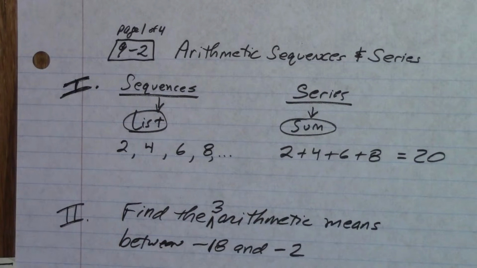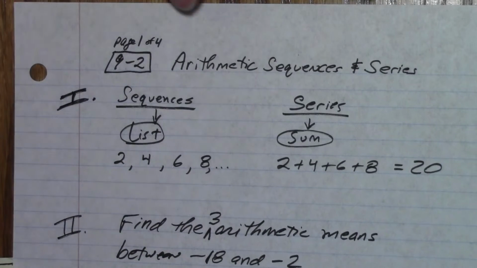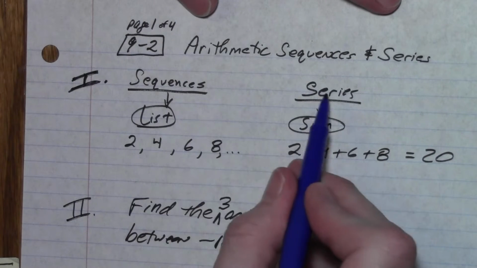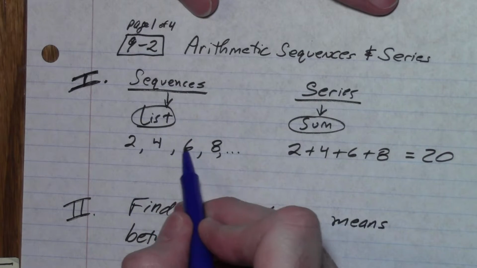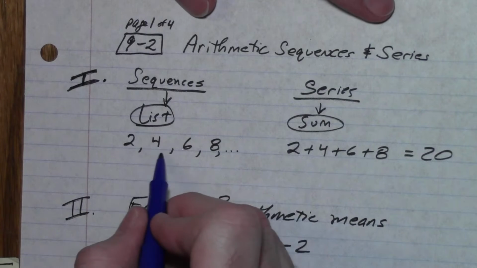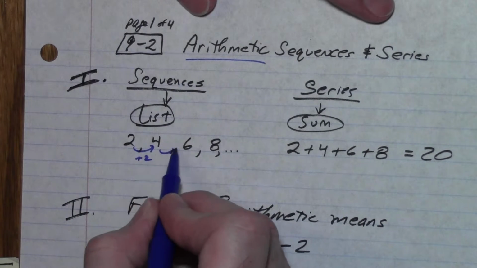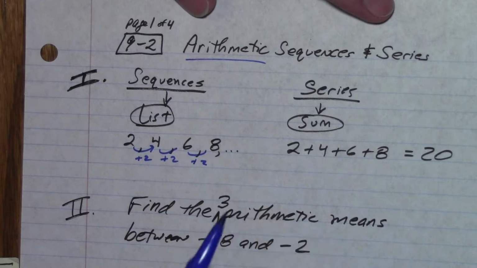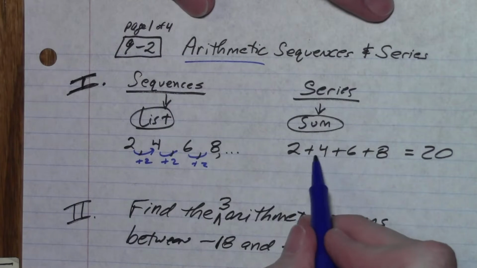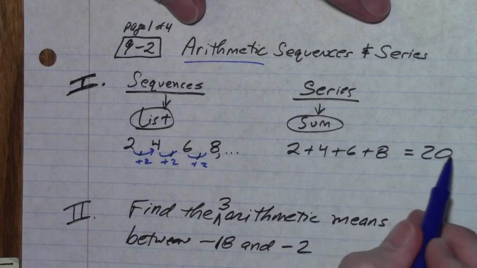Okay, let's look right now at arithmetic sequences and series, and first the difference between them. A sequence is simply a list of numbers that has a common difference if it's arithmetic. So in this case we have a common difference of +2 every time. A series is that sequence, but added up to a certain number.